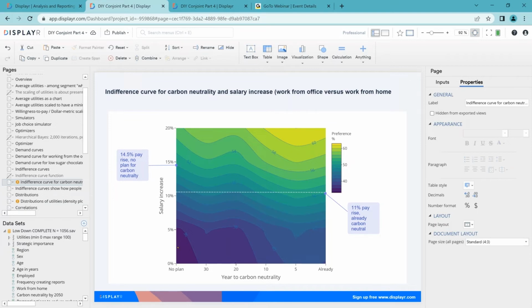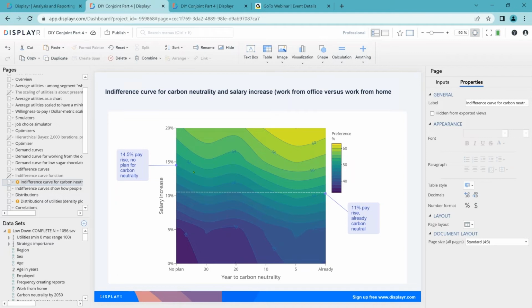If we increase our salary, so we've still got no plan for being carbon neutral, we increase our salary to say 10%, and we follow this along. It's a little bit hard to read, but we're seeing about 46% preference. If we go all the way up here to 14.5% pay rise, we're now seeing this little line here, which we follow across, is our 50% preference, so our point of indifference, and this is called an indifference curve. They're kind of cool, aren't they?